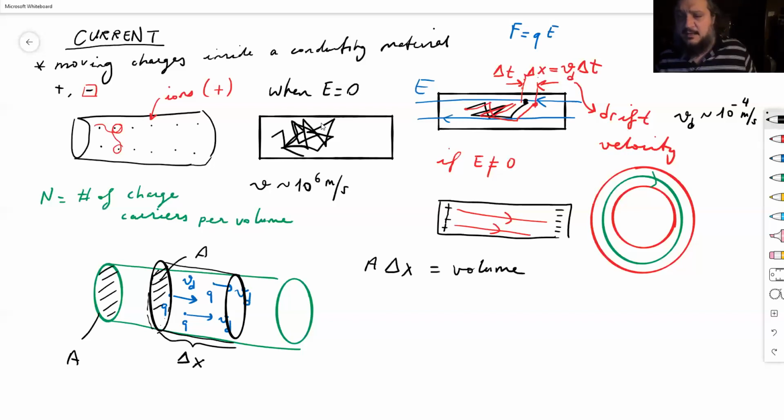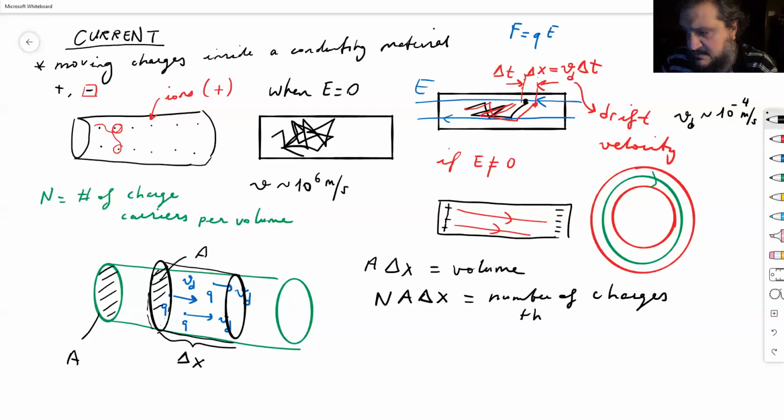So the number density, which is n, times this volume, that many charges, so n times A times delta x many charges will flow through that black cylinder in delta t, okay? This will be the number of charges that will flow through the volume, the one in black, in delta t.